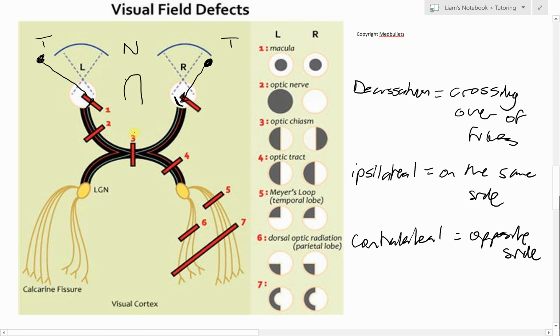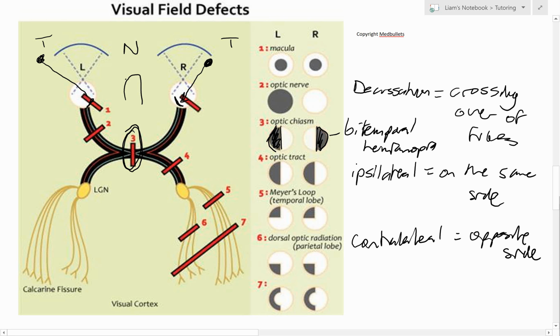So if we knock out something in the optic chiasm, we're going to affect both nasal fibers, and so we're going to affect both temporal fields of view. We get something that looks like this, where you've lost the temporal view in each eye. We call that a bitemporal hemianopia. Anopia means loss of vision. Hemi is obviously half, so you've lost half of your vision in each eye. Bitemporal means that we're affecting the temporal field of view on both sides.